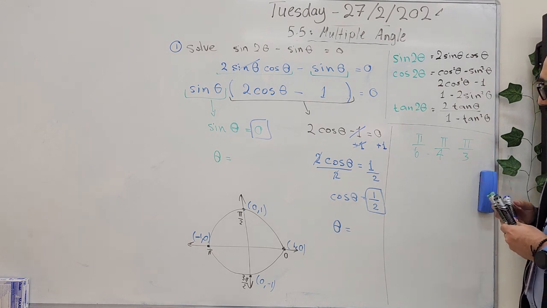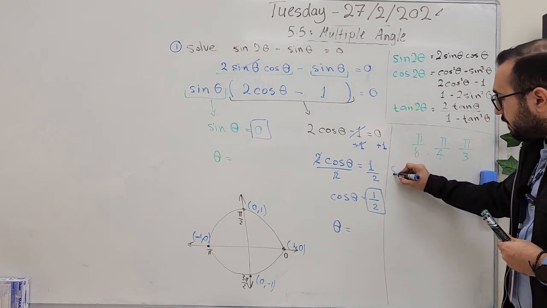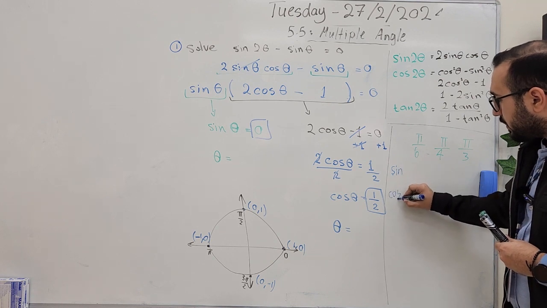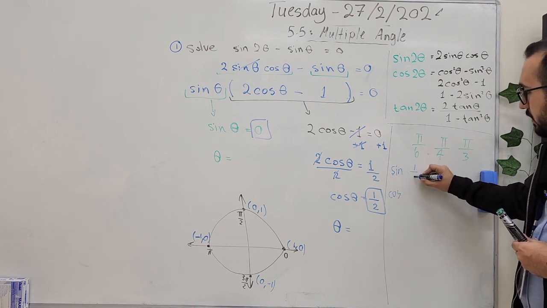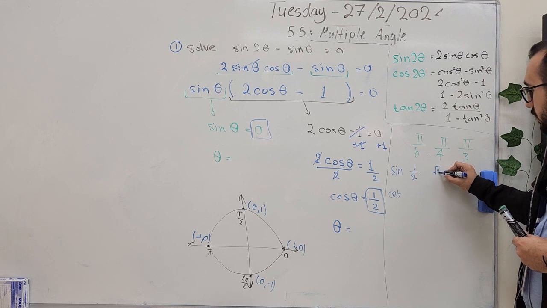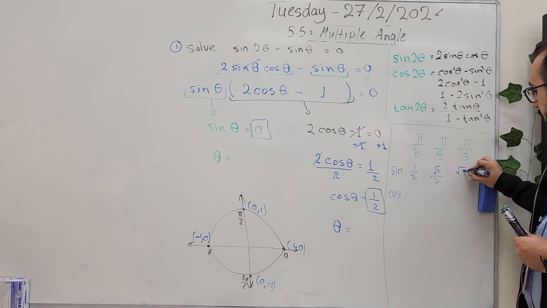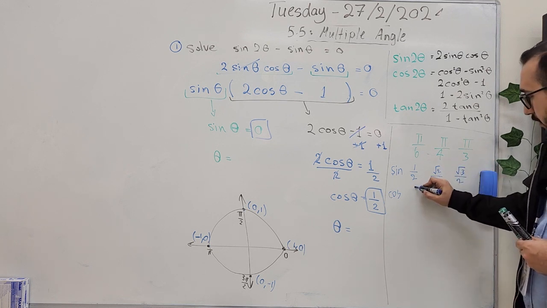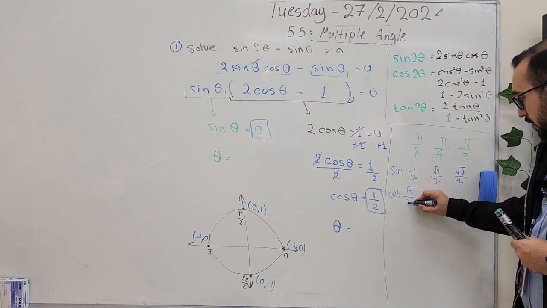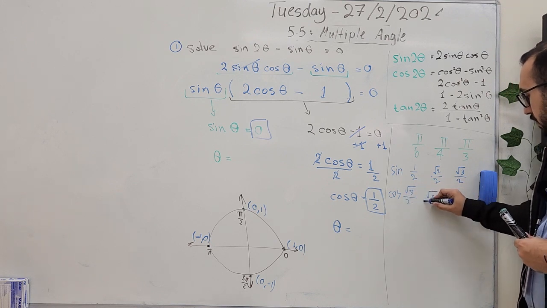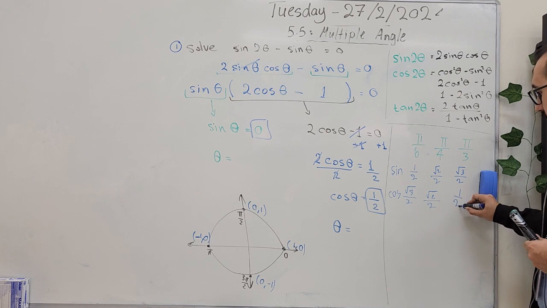So as you can see here, we have sine and we have cosine. For pi over 6, sine is half. Here it's square root of 2 over 2. Here square root of 3 over 2. Here it's the opposite: square root of 3 over 2, square root of 2 over 2, and 1 over 2.